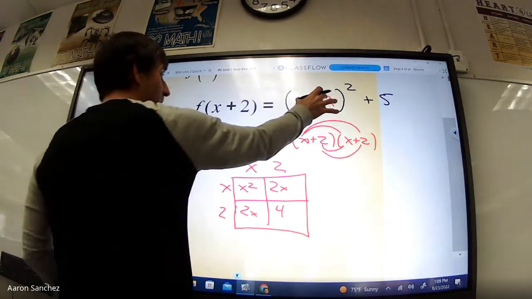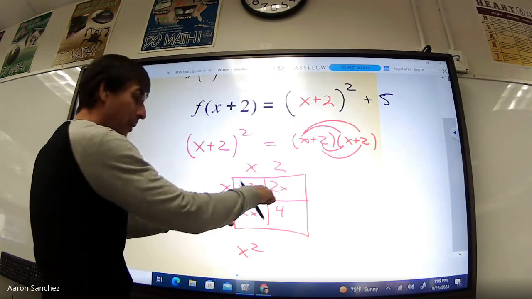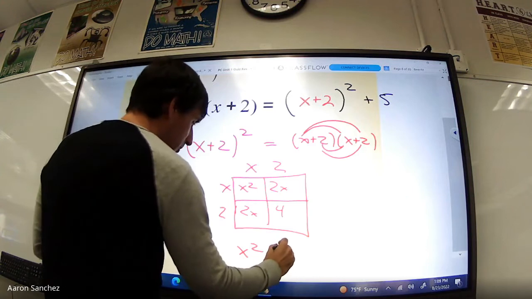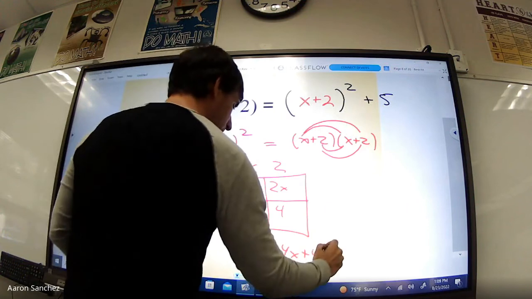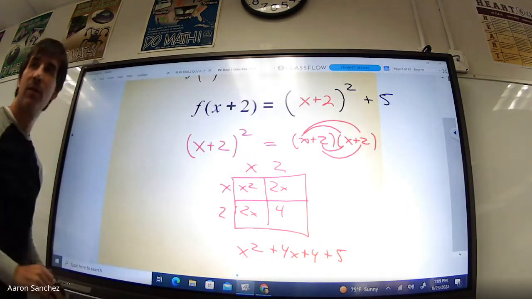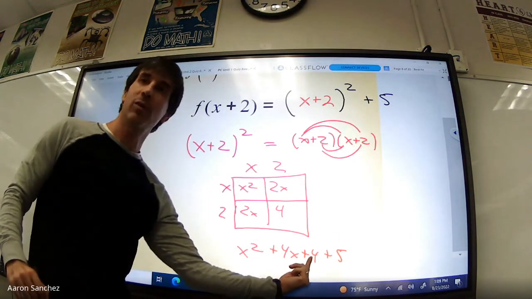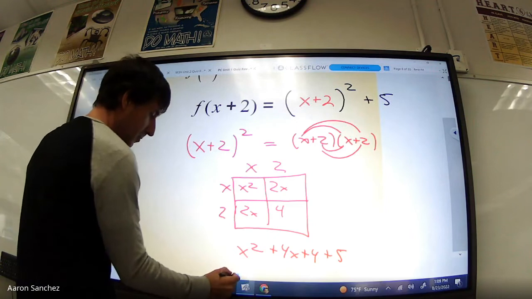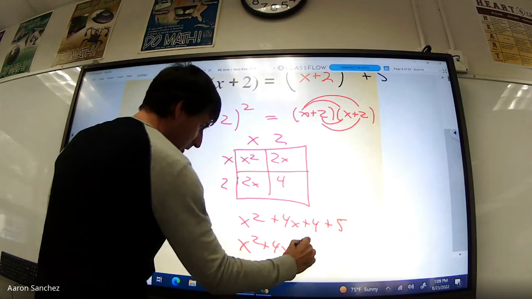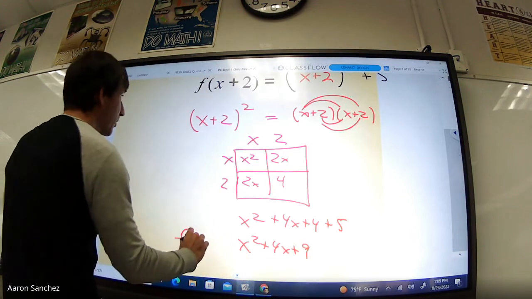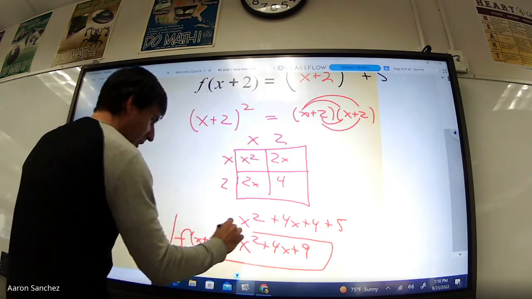So now this is x squared, 2x plus 2x. What's that? 4x plus 4. And then don't forget to add the plus 5, right? Because this is equal to this. I still have to add plus 5. You just say, what's 4 plus 5? X squared plus 4x plus 9 is f of x plus 2. So that is your final answer.